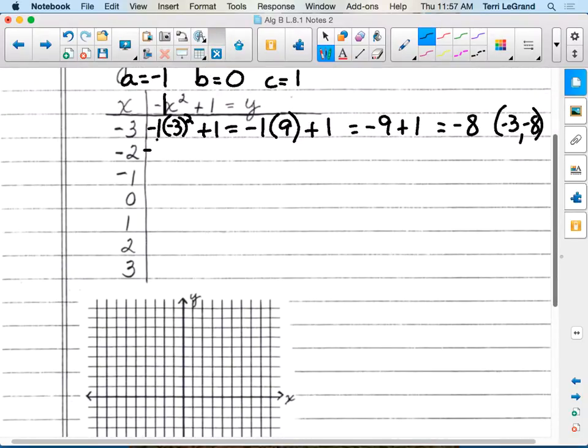Okay, we're ready to move to -2. -1 gets multiplied times the -2 squared. Parentheses are critical. They cannot be left off. I will take off points on quizzes for your work that does not have parentheses.